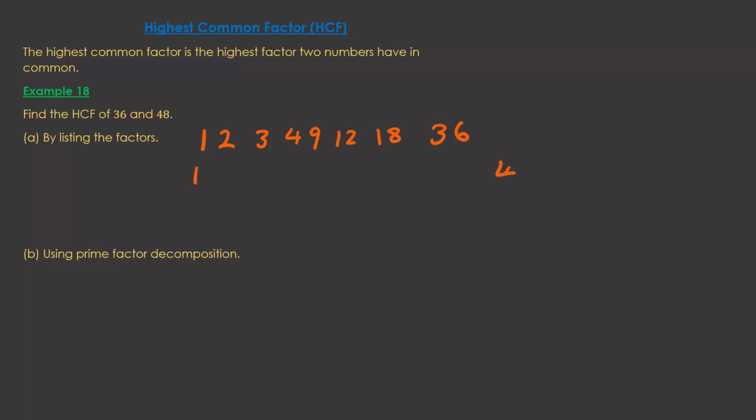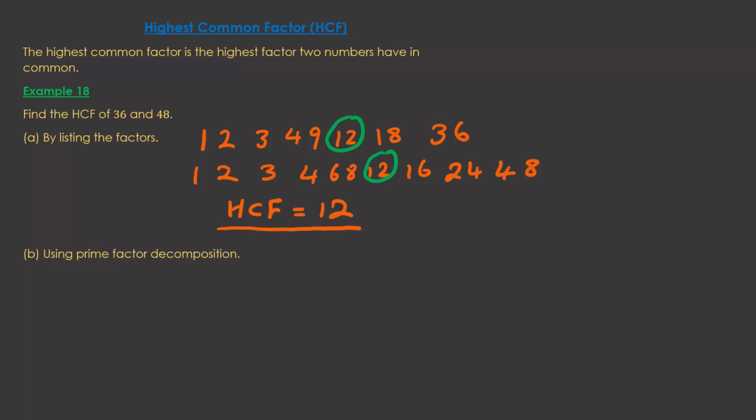48 can be done as 1 times 48, 2 times 24, 3 times 16, 4 times 12, and 6 times 8. And then we look for the highest number that occurs in both lists. And I believe that that is the 12. Therefore, the highest common factor is equal to 12. It's a nice, easy way of doing it, provided the numbers aren't too big and don't have too many factors.